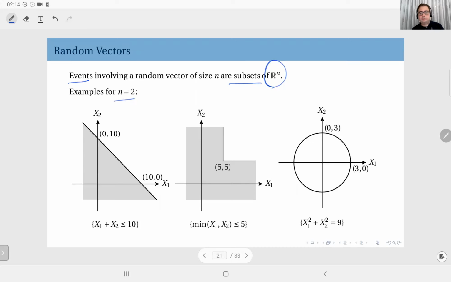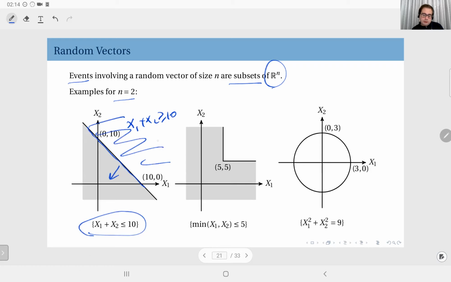Here I'm giving examples for n equals 2. So we have just a two-dimensional random vector. The components are x1 and x2. Here you see the event x1 plus x2 less than or equal to 10. So you see this line here is the x1 plus x2 equals 10 line, and all points below it are in this event. If you have x1 plus x2 greater than or equal to 10, you would have this region.